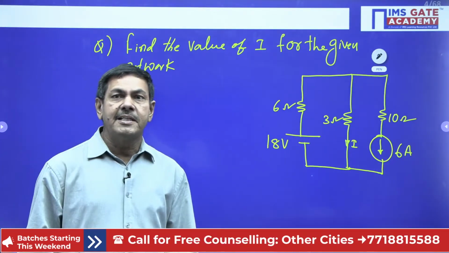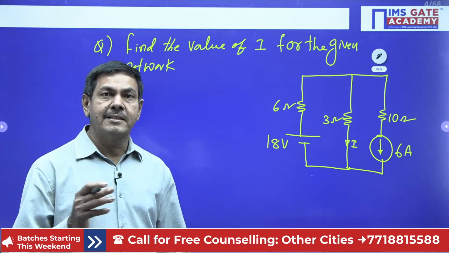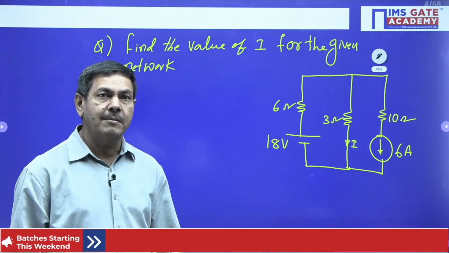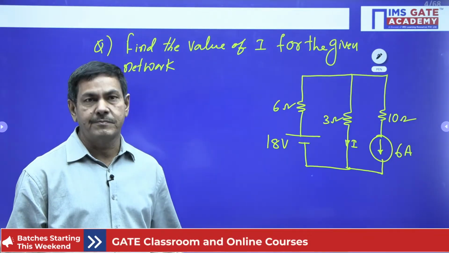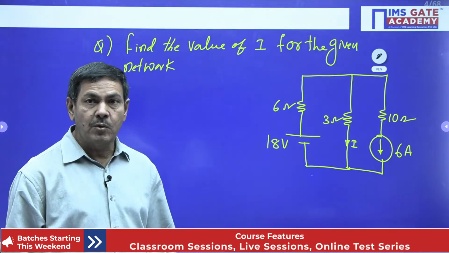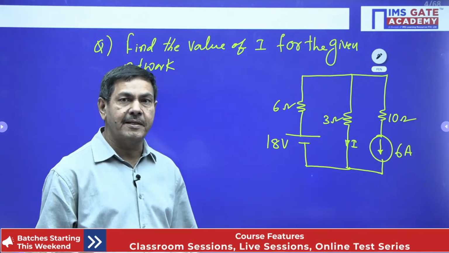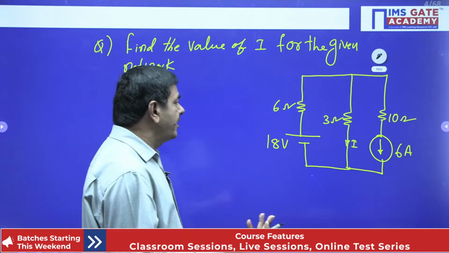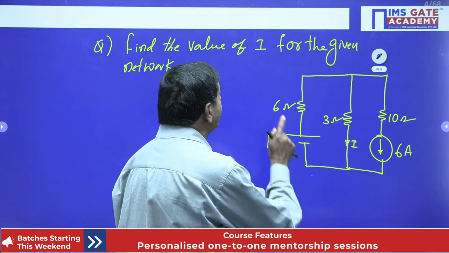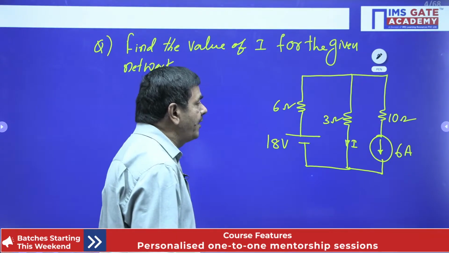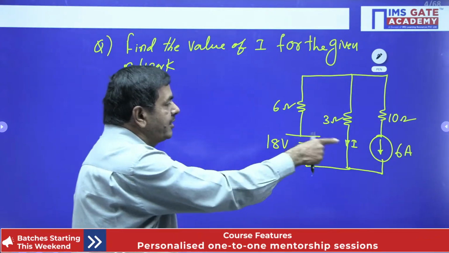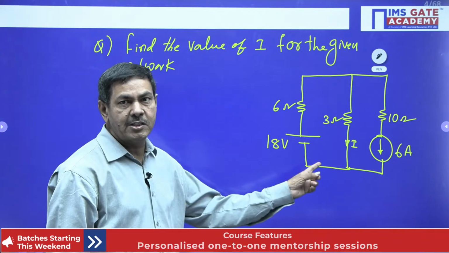But in the problem it is not specified whether to use Thevenin's or Norton's or the superposition theorem, or by using nodal or mesh. You can apply any method. I want to apply the superposition theorem. Sir, why are you applying it? I got more than one source here: one is a voltage source, one is a current source.